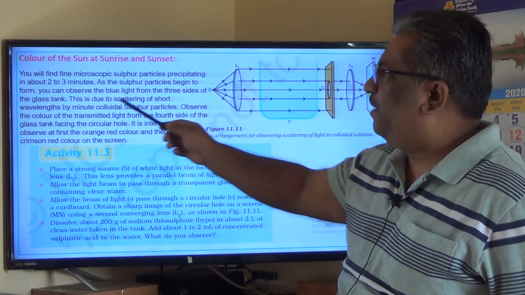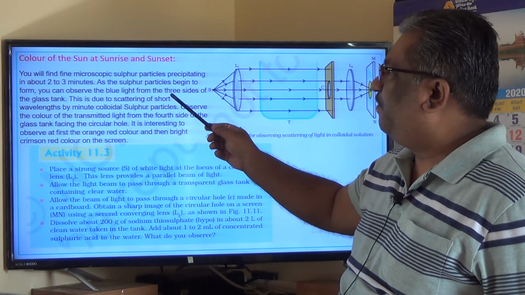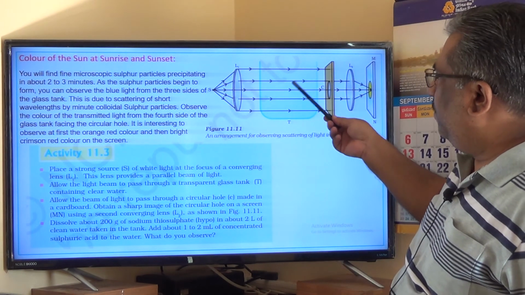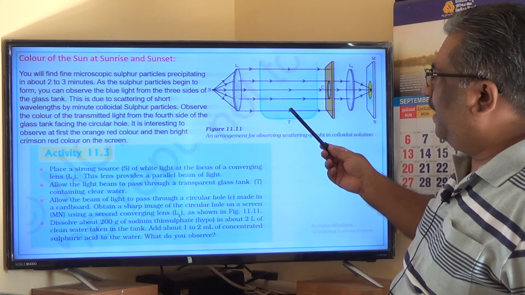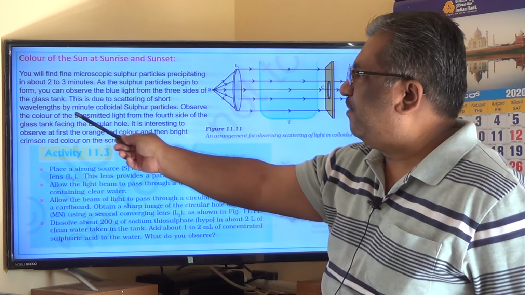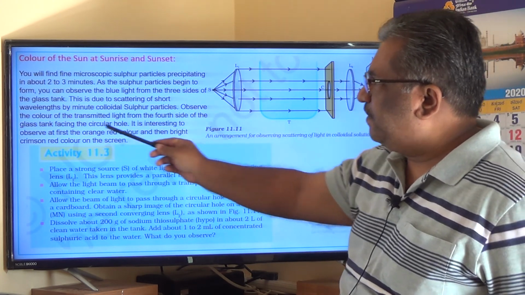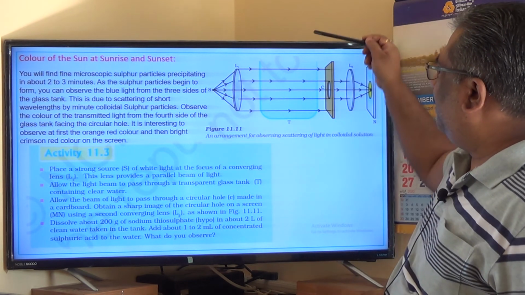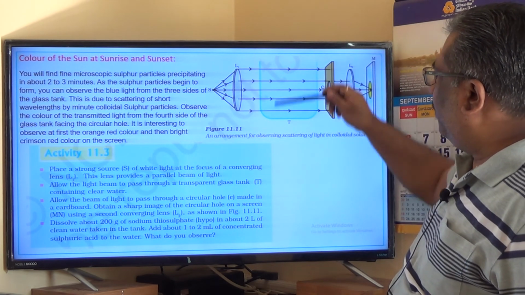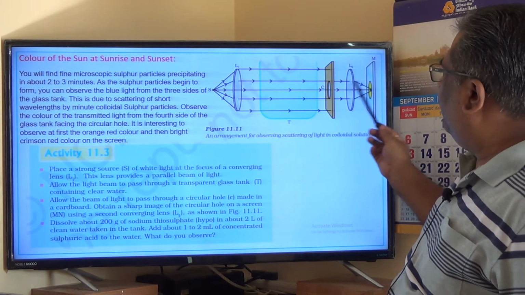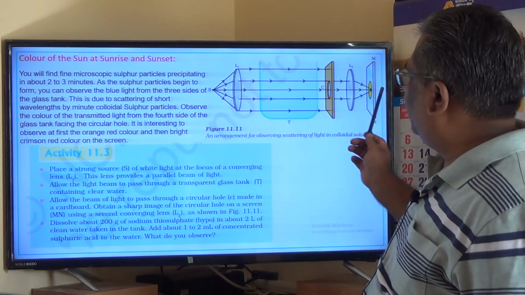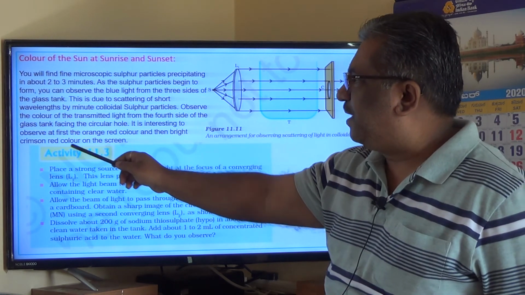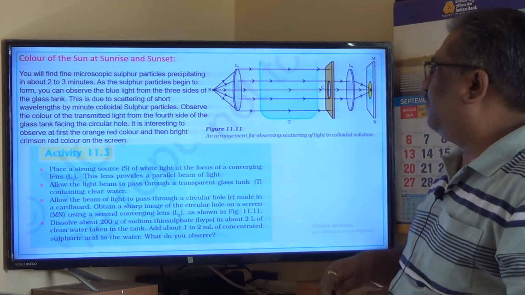As the sulfur particles begin to form, you can observe the blue light coming from 3 sides of the glass tank. Here 3 sides means all around this glass, the blue light starts coming out. You cannot see any red light. This is due to scattering of short wavelengths by minute colloidal sulfur particles. Observe the color of the transmitted light from the 4th side of the glass. All around like this, the blue light is appearing, whereas on this side, the orange or the red color is appearing. It is interesting to observe at first the orange red color and then the bright crimson red color on the screen. See, let me explain over here.